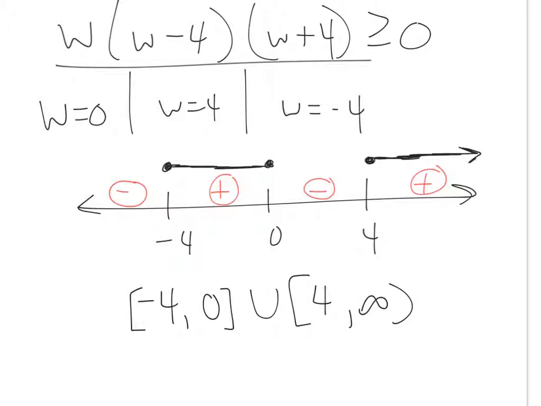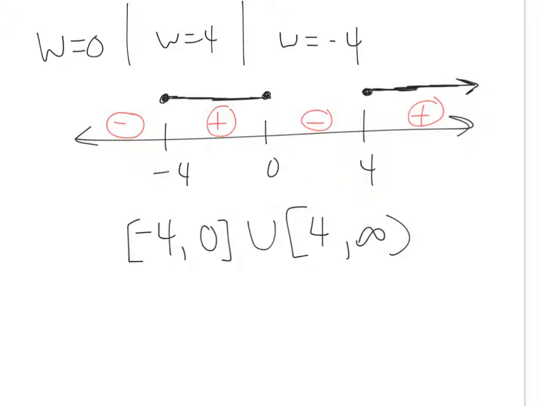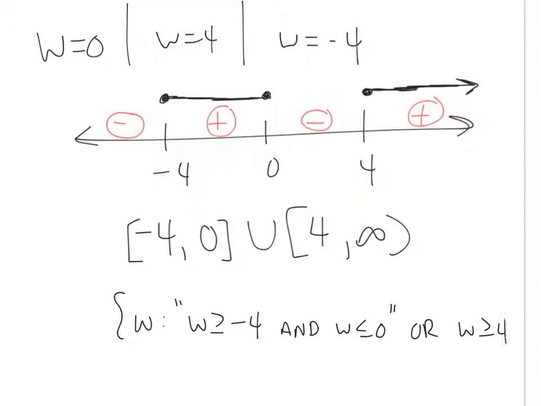How about set notation? Somebody else for set notation. What would that look like here? Again, it's going to be an AND statement within an OR statement. James? W is greater than or equal to -4. Okay. And then W is less than or equal to 0. Okay. And W is greater than, or W is greater than or equal to. Okay. So that's one way of doing it.